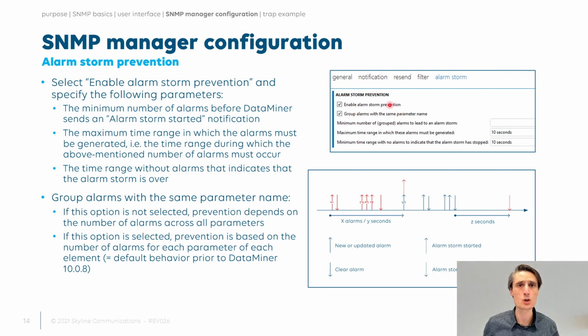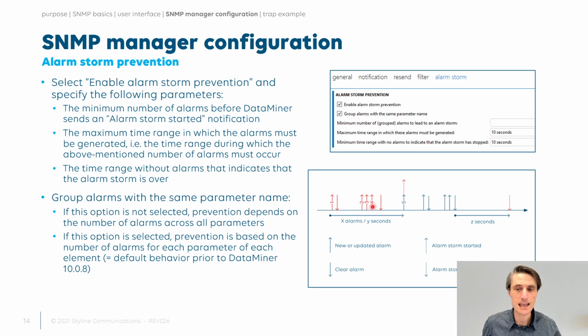If you enable the alarm storm prevention, you have 3 things you need to specify here. You need to say, if 10 alarms are happening within 10 seconds, then the alarm storm kicks in. And the alarm storm stops if it's again for 10 seconds without any alarm. So it's indicated here on the timeline. On the timeline, we are moving forward in time. An alarm happens and an alarm clears. So the critical alarm has been forwarded here.